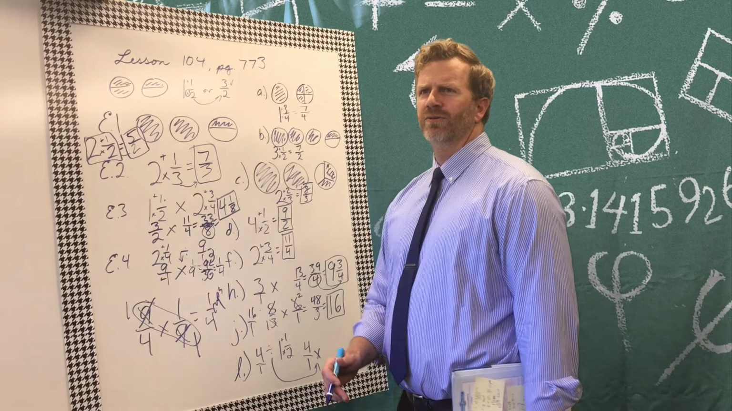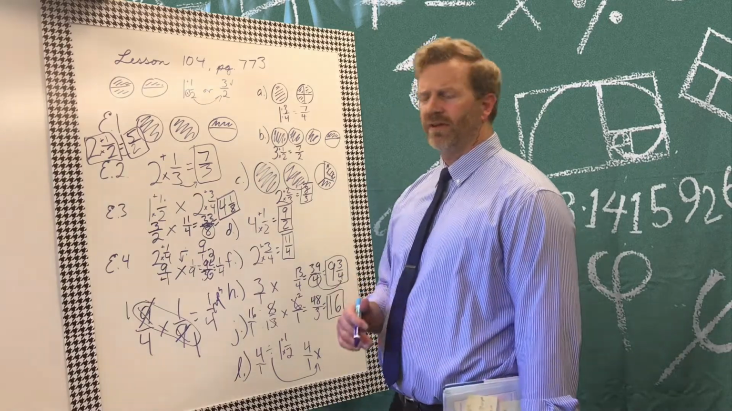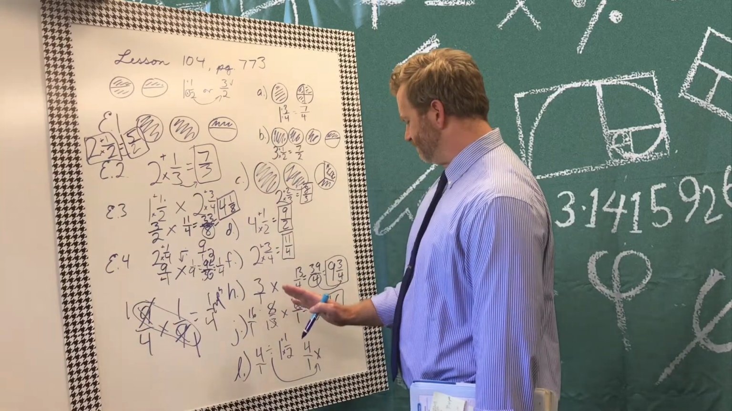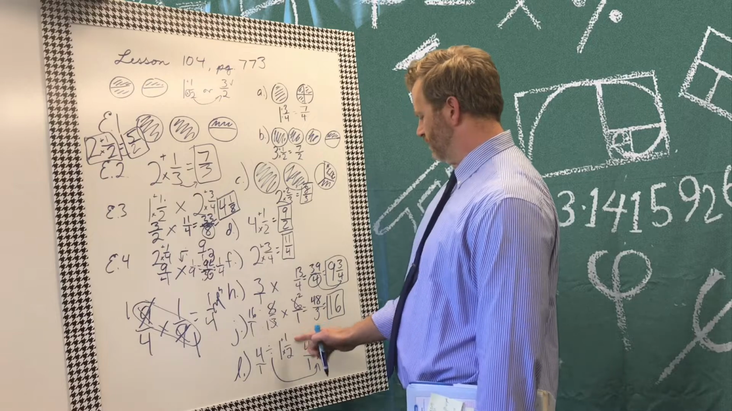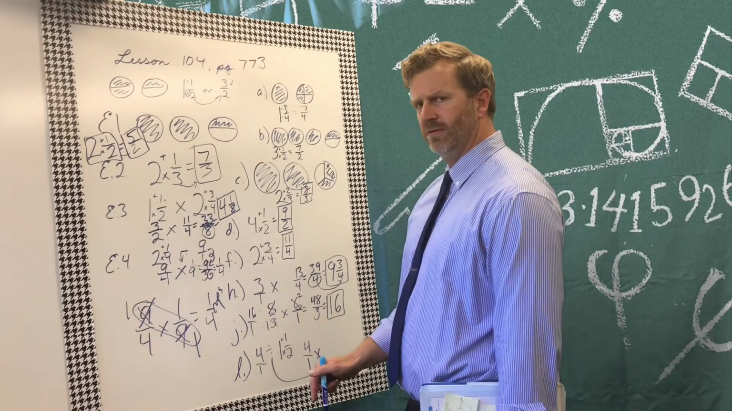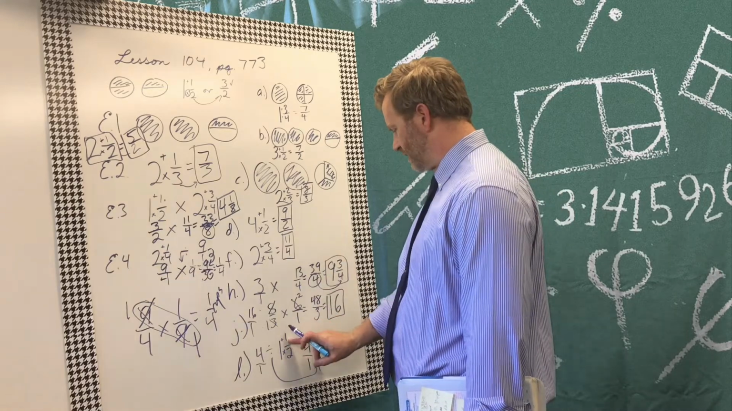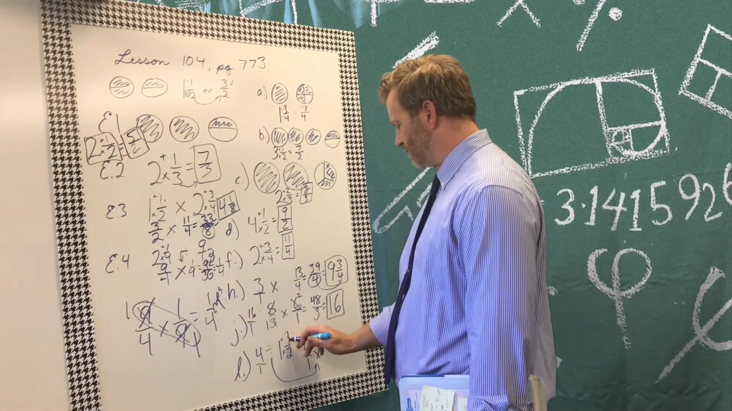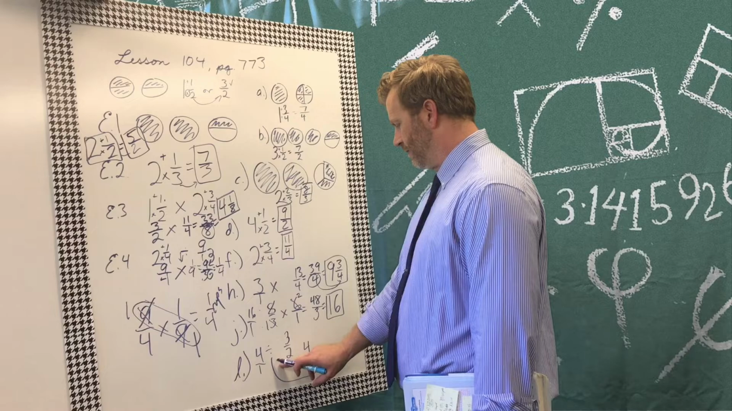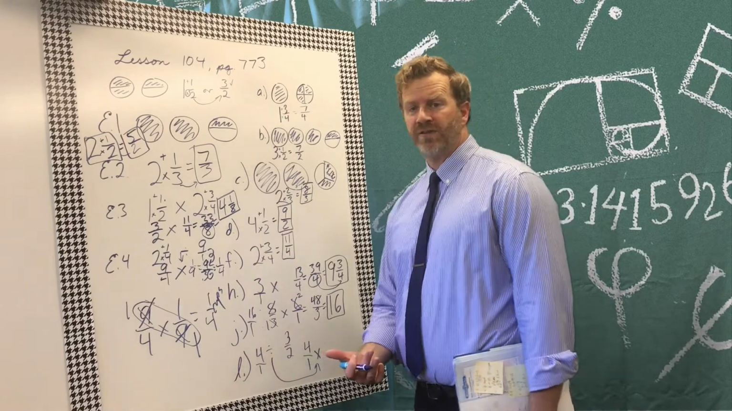Now, let's see, who could help me out? Victoria, help me out here. So we got 2 times 1 plus 1. What's that equal? Okay, cool. So that's going to be a 3 over 2. All right. Now we have our improper fraction.